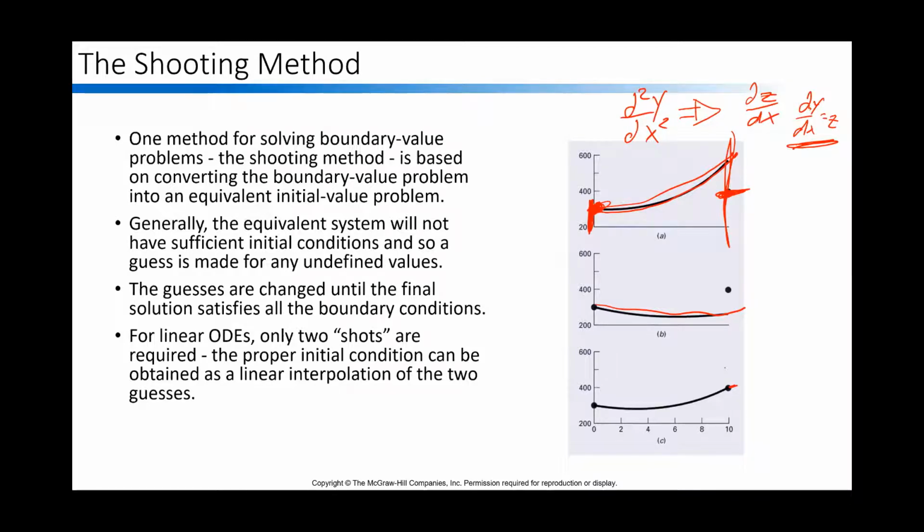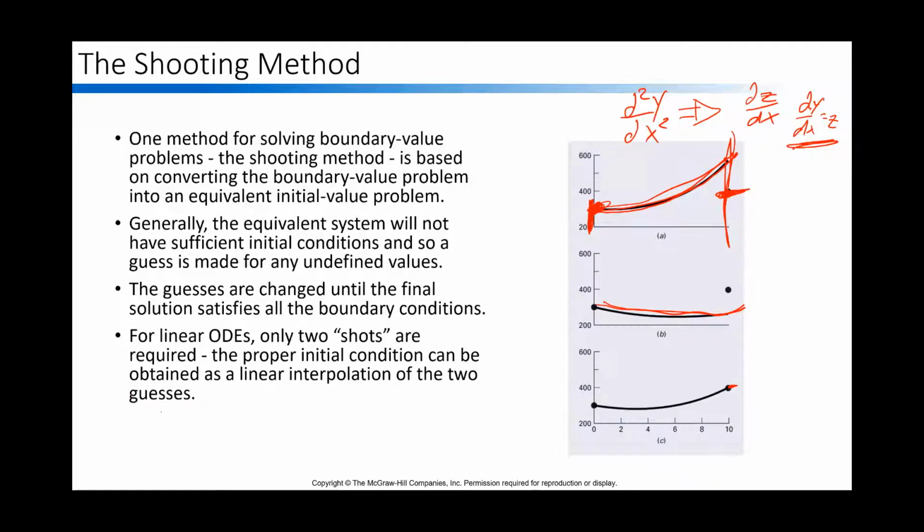If I have a linear equation, and I'll show you exactly what that means in a second, I can take only two shots. I can overestimate, underestimate, and then interpolate to perfectly hit that value. If I don't have a linear equation, I'm going to have to take a more rigorous approach.